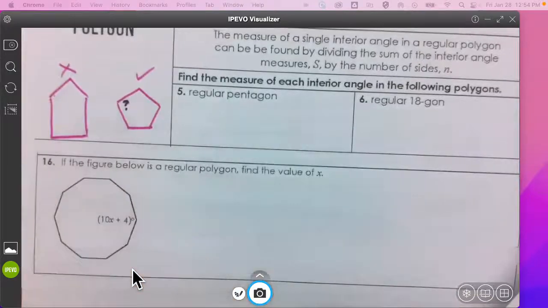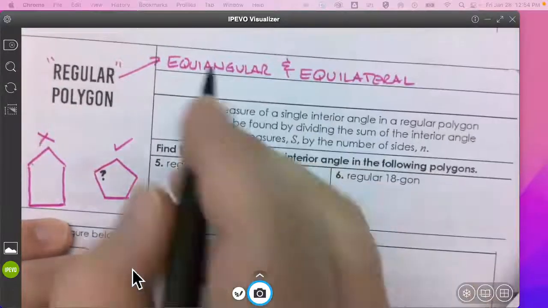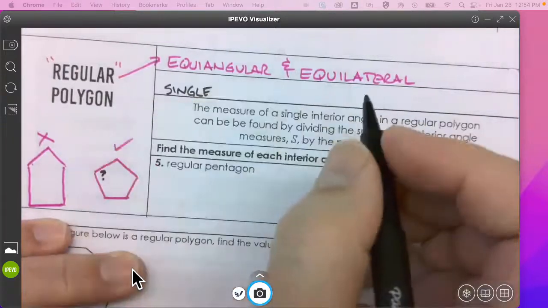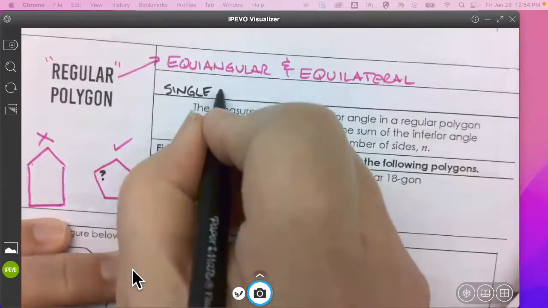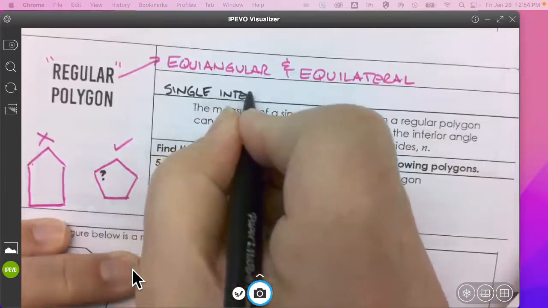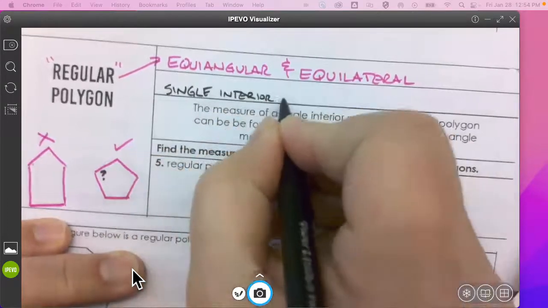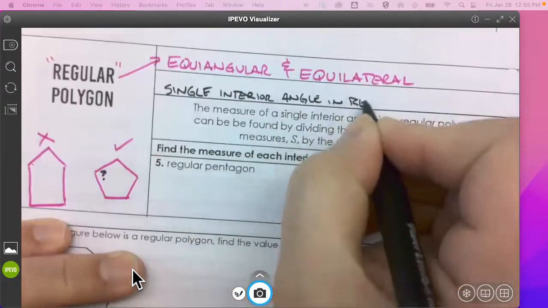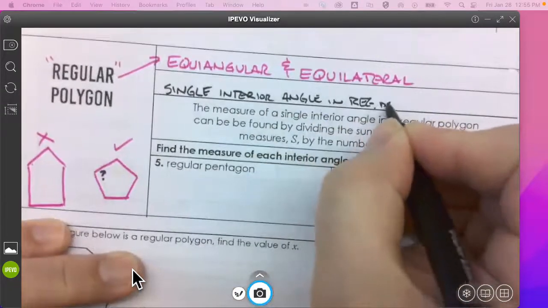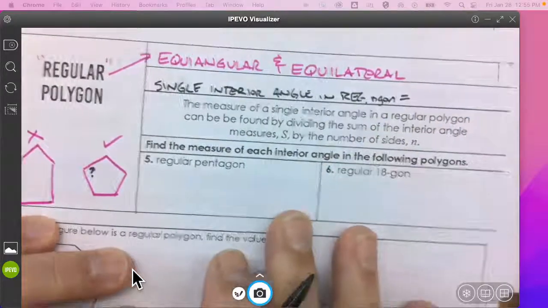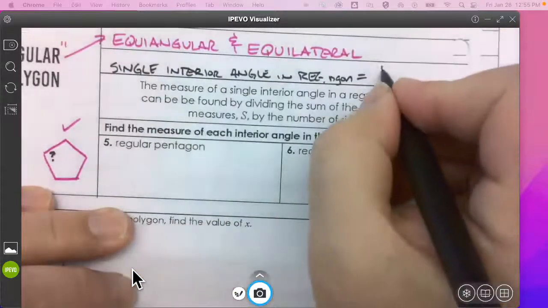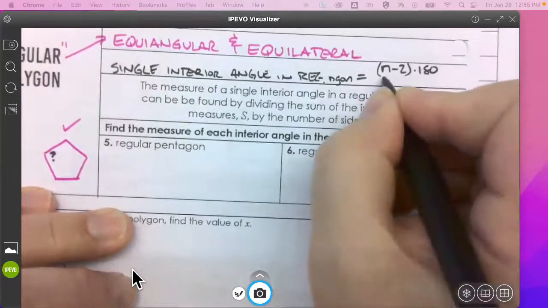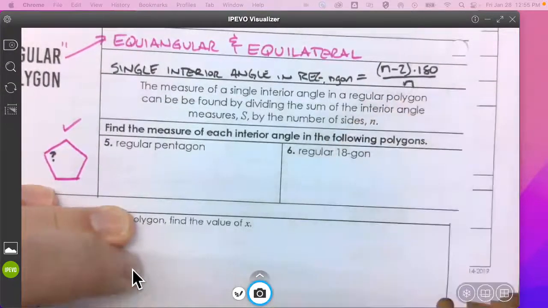then we can take the equation for a sum and just divide it by the number of sides, because that's the same number of angles. Single interior angle in a regular n-gon. A regular n-gon is n minus 2 times 180. So that formula for the sum, but now we just divide it by n.